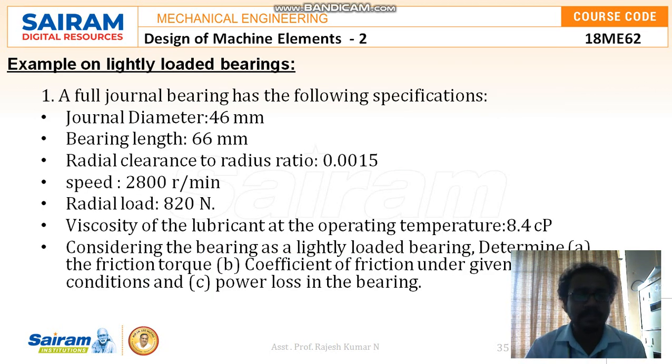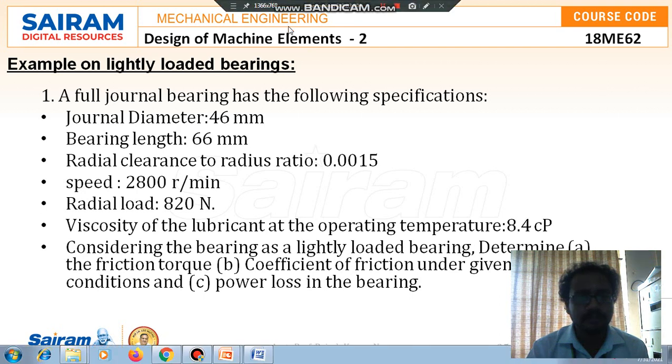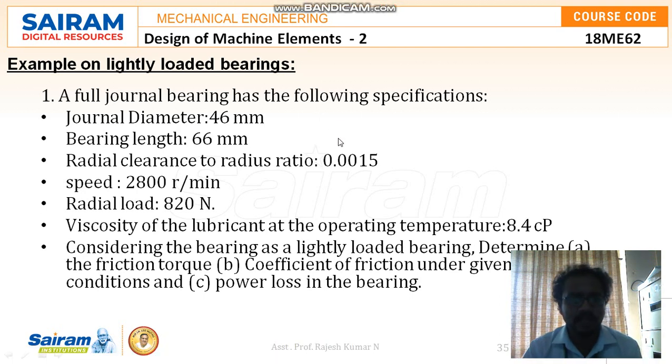Based on this, a simple problem is given, so we will see how to solve this. A full journal bearing has the following specifications: journal diameter 46 mm, bearing length 66 mm, radial clearance to radius ratio 0.0015, speed 2800 revolutions per minute, radial load 820 Newton, and viscosity of the lubricant at the operating temperature 8.4 centipoise.